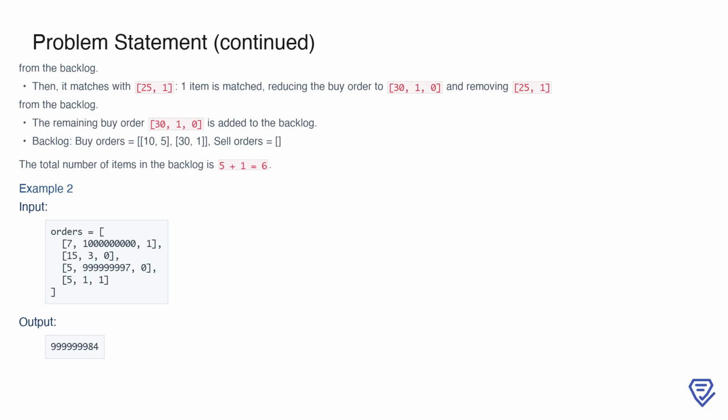At this point, the buy orders backlog contains [10, 5] and [30, 1], while the sell orders backlog is empty. The total number of items in the backlog is the sum of the amounts in the buy orders, which is 5 plus 1 equals 6. This is the output for this example.